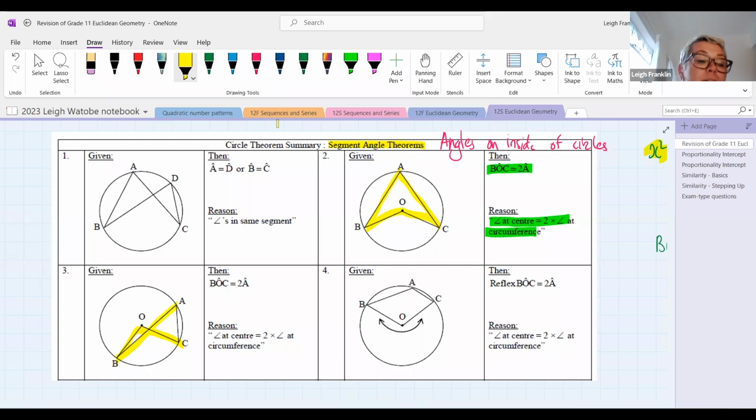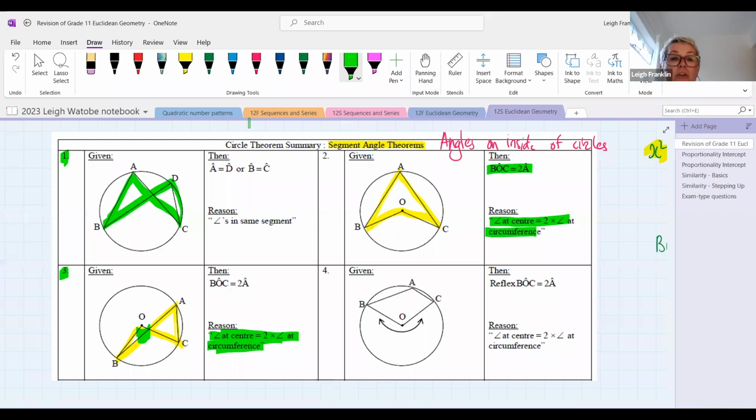the circumference. It's very important that we don't get confused between number 1 and number 3. Remember here, all 4 points are on the circle. Here, this point over there, the angle at the center, is not on the circle, it's at the center. Only A and B and C are on the circle. So angle at center is twice angle at circumference.